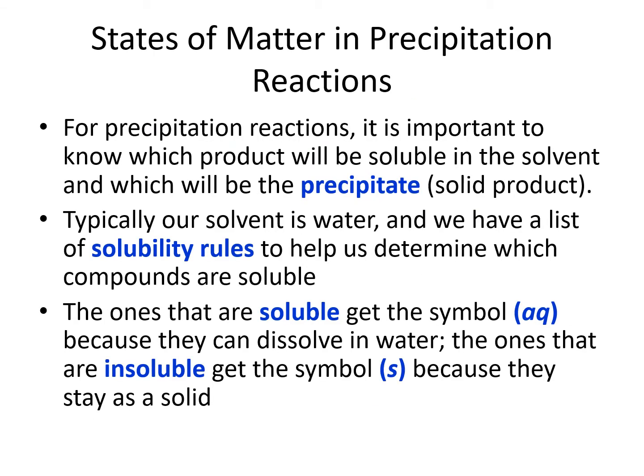As we're writing our reaction equations, we're going to include states of matter. The states of matter for compounds on the left will be told to us, and usually they're going to be aqueous. One of the compounds on the right will be the precipitate, that is, the solid product. We need to be able to predict which of the two substances on the right side of the reaction will be that solid product. In order to do that, we have a list of solubility rules to help us remember which compounds are soluble in water and which compounds are not soluble in water.